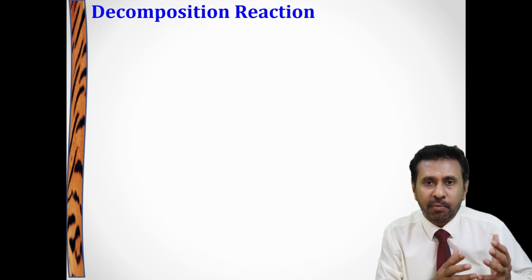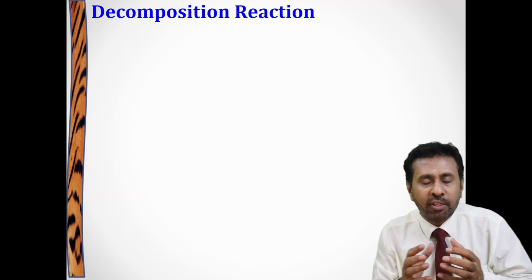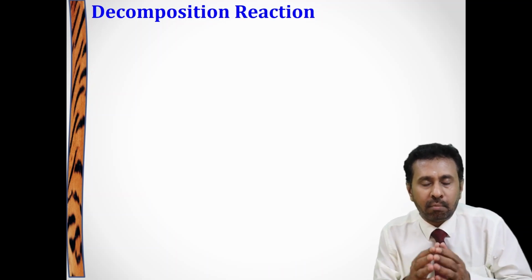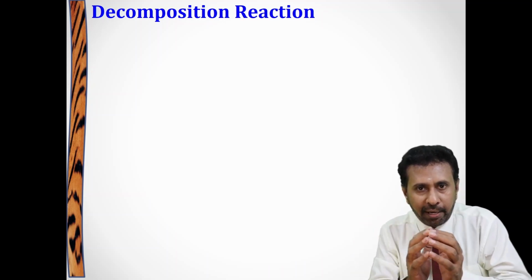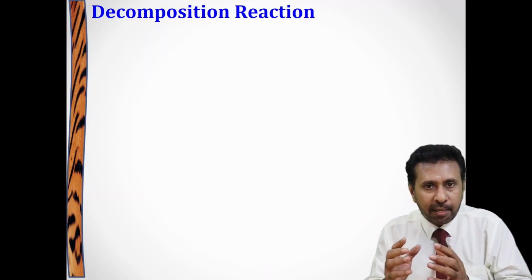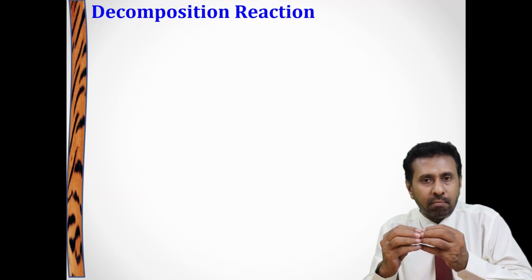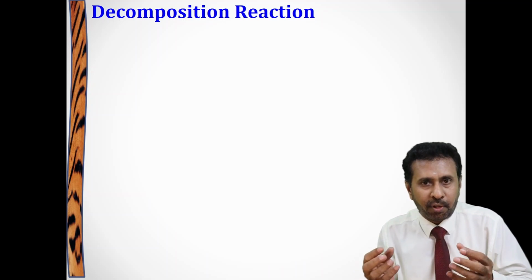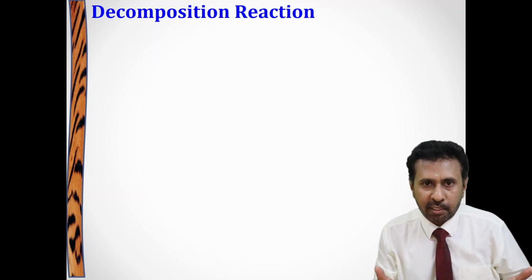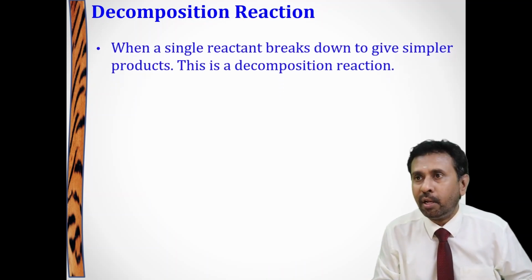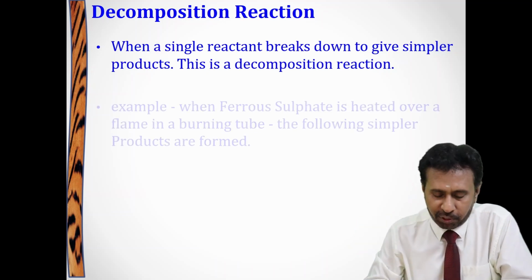In the previous video we learned about combination, and here we are going to discuss exactly the opposite, decomposition. Combination: two reactants combine to form one product. Decomposition: one reactant decomposes to give simpler products, two or more simpler products. So that's what decomposition is all about. When a single reactant breaks down to give simpler products, this is a decomposition reaction.